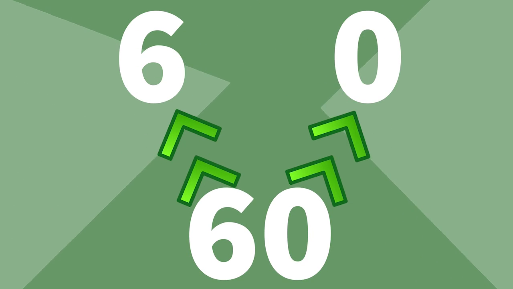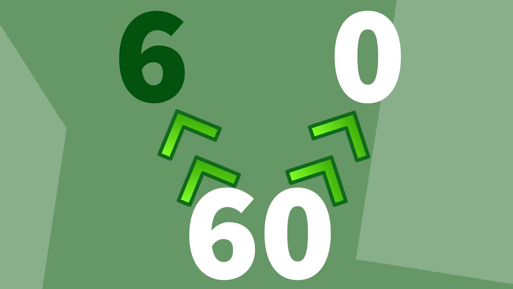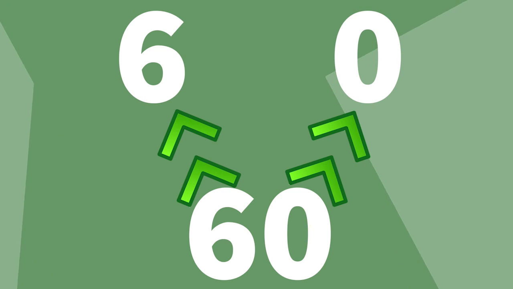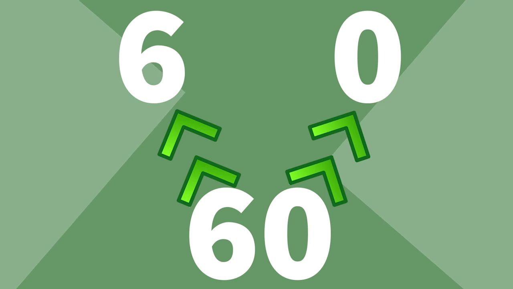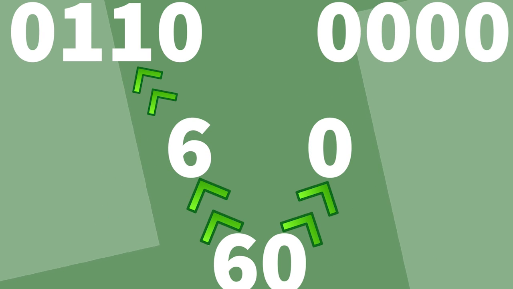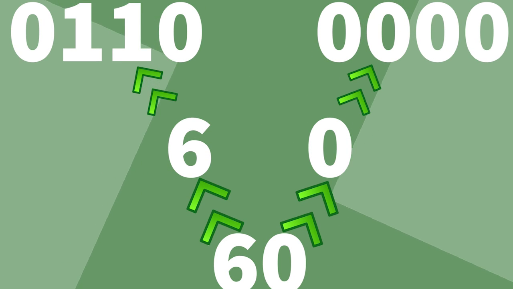Easy. How about the other way though? Let's say we have the hex number 60. Split this into two separate numbers, and now imagine these are denary. So we have a 6 and we have a 0. Convert these two numbers into separate binary numbers. So that's 0110 and 0000. It's important to make sure these numbers are 4 bits each, by the way.